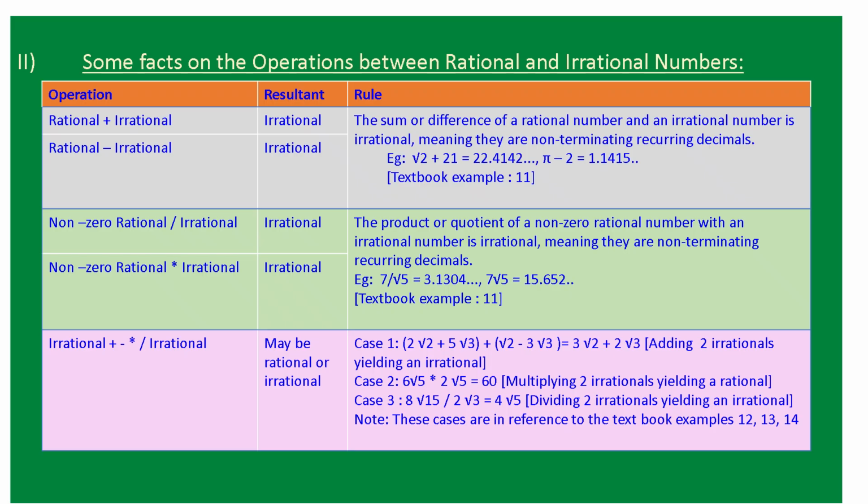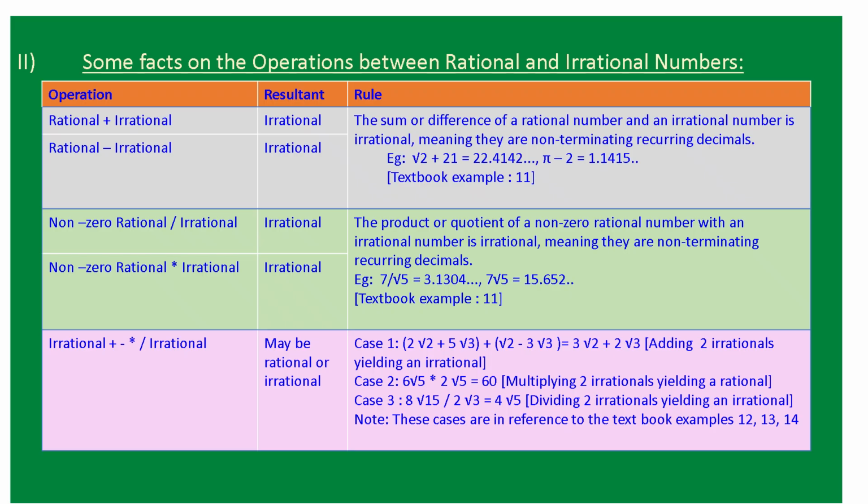The third case is between any two irrational numbers. How do the operators plus, minus, multiply and divide behave? The resultant could either be a rational or an irrational number. Let's look into the three specific examples given in the textbook. These are with reference to the textbook examples 12, 13 and 14, wherein addition of two irrational numbers yields an irrational number, multiplying two irrationals gives rise to a rational number, and dividing two irrational numbers leads to an irrational number.